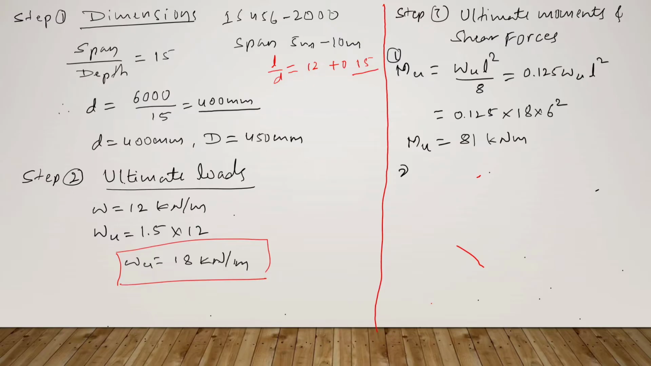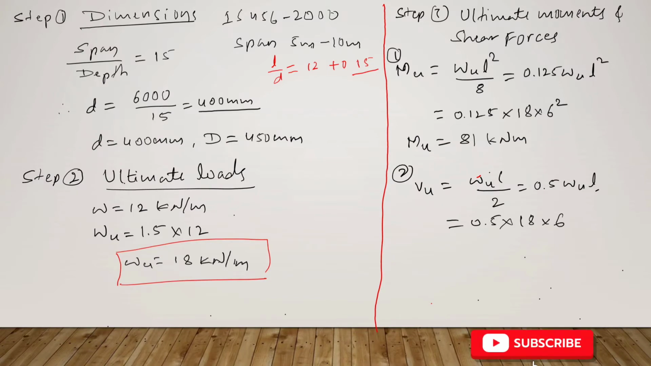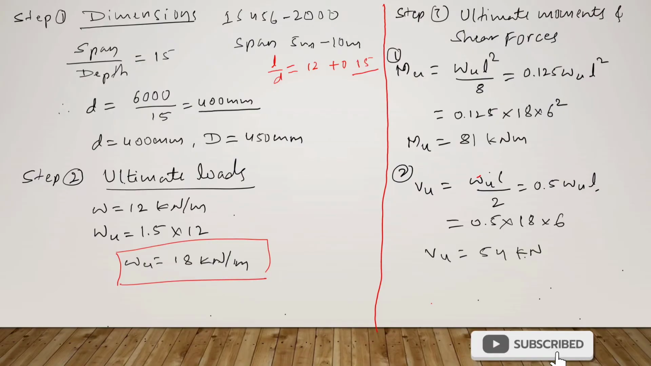Next, shear force Vu is equal to w l by 2. Some books give 0.5 wu into l. So 0.5 into w is 18 into l is 6. After calculating, we will get 54 kilonewton.